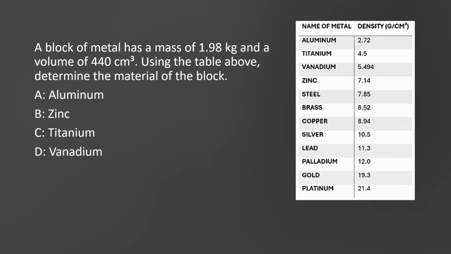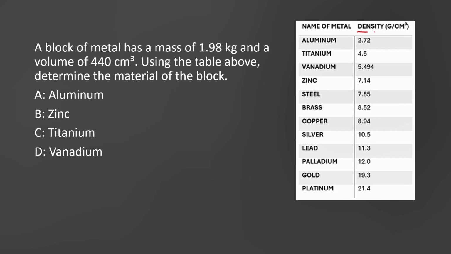All right, so the question says that we're dealing with a block of metal. We've got a mass and we've got a volume, and we want to figure out the material using the density, right? If you don't remember how to solve a problem like this, make sure to watch my video on mass and density. That's part of the broader physics course, and I'll put the link in the corner here. But essentially, we want to use the equation density is equal to mass over volume, right?